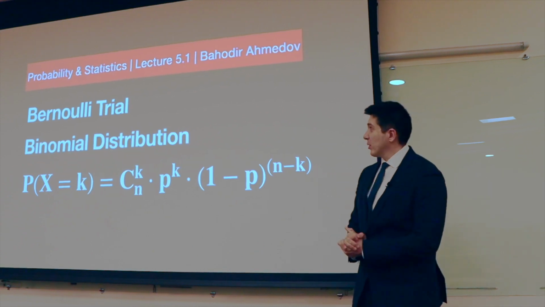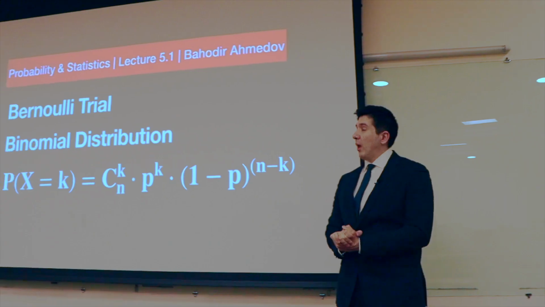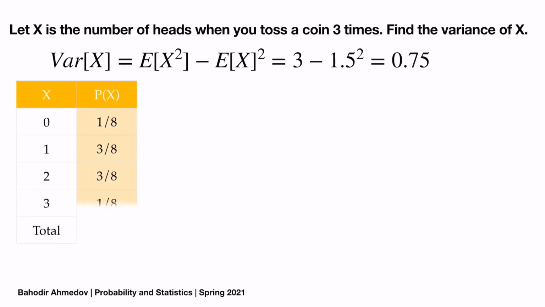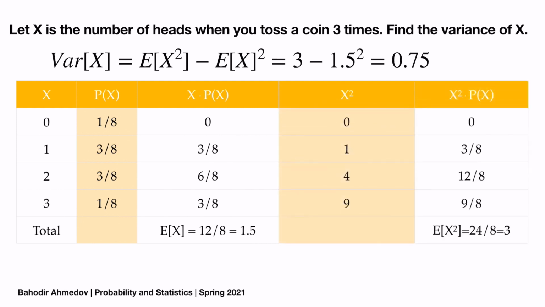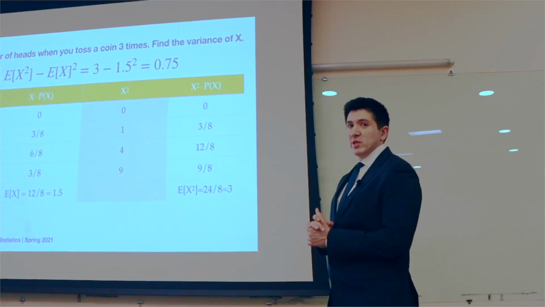Hi, today we're going to discuss the Bernoulli trial and the binomial distribution, and this is going to be lecture 5.1. If you remember, in the previous lecture we discussed the expected value, and we calculated the expected value, for example, for this random variable, where X is the number of heads when you toss the coin 3 times. And we figured out this formula for calculating the expected value and the variance for such a random variable.